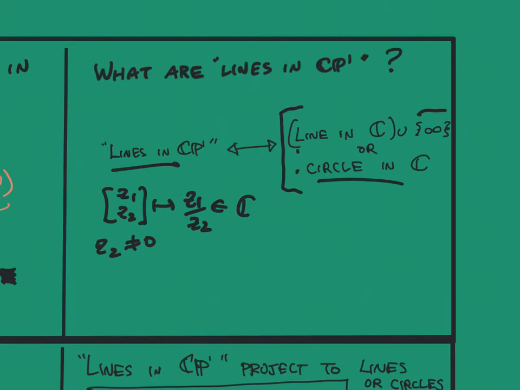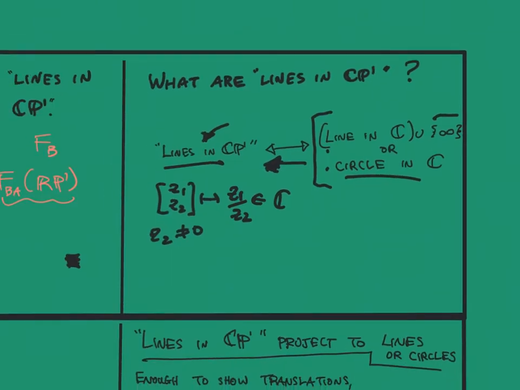If I have a line in C and I union it with infinity, that will be a line in CP1, or I can view a circle in the complex plane as a line in CP1. First, let's explain how we go this direction. If we have a line in C union infinity, why is that a line in CP1?